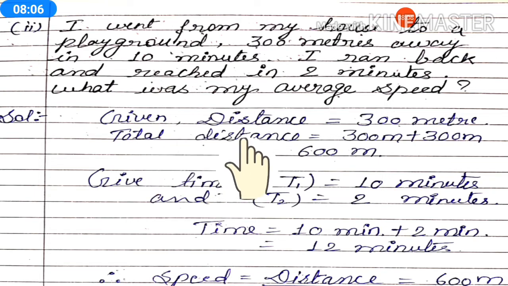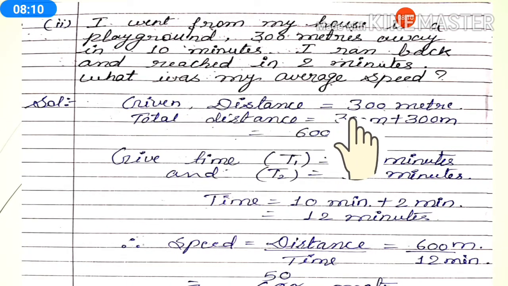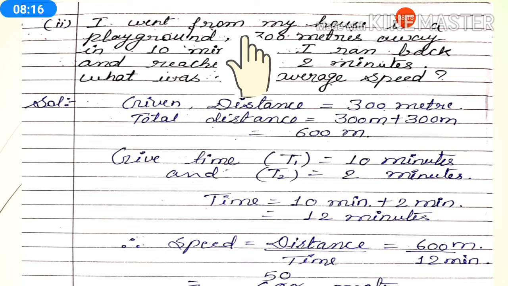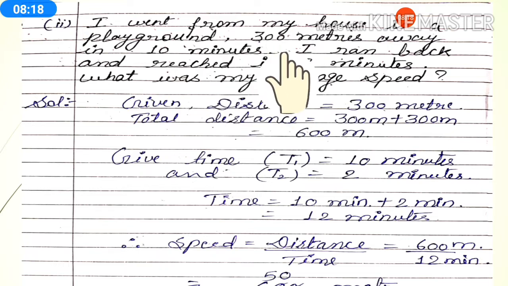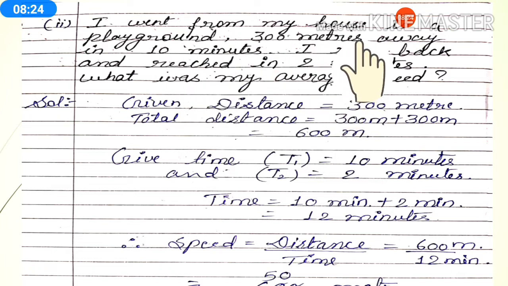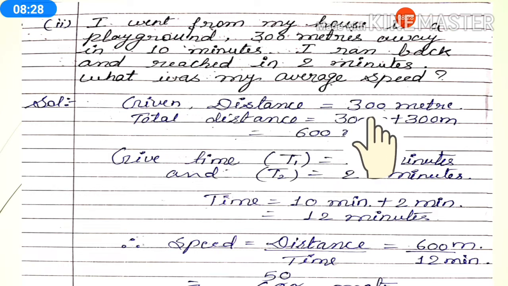Okay, so we can find it easily. The given distance is 300 meters, meaning the distance between house and playground is 300 meters. But in this case the distance is covered twice. One time going from house to playground and the next time from playground to house.